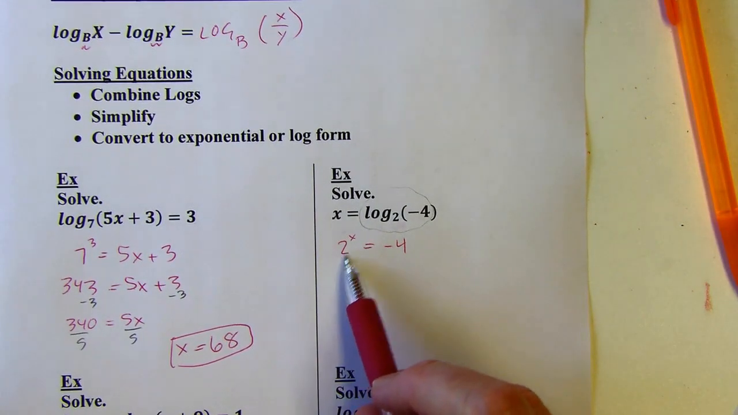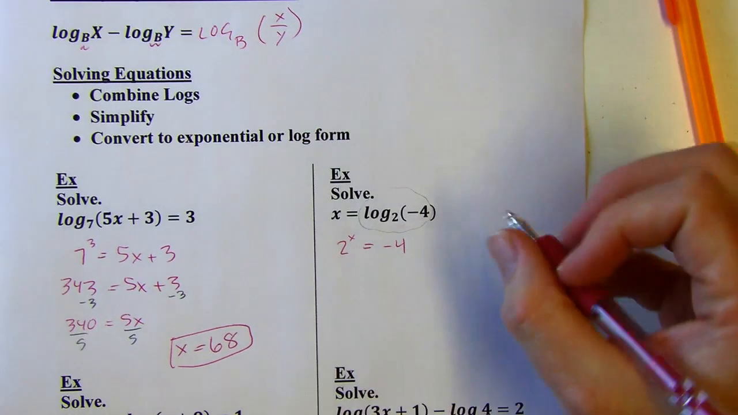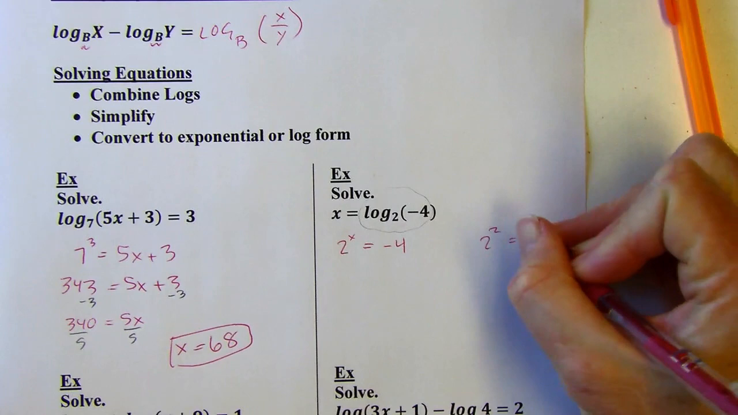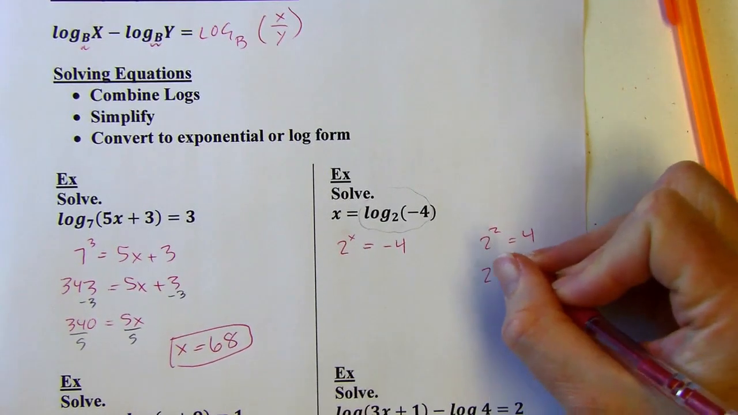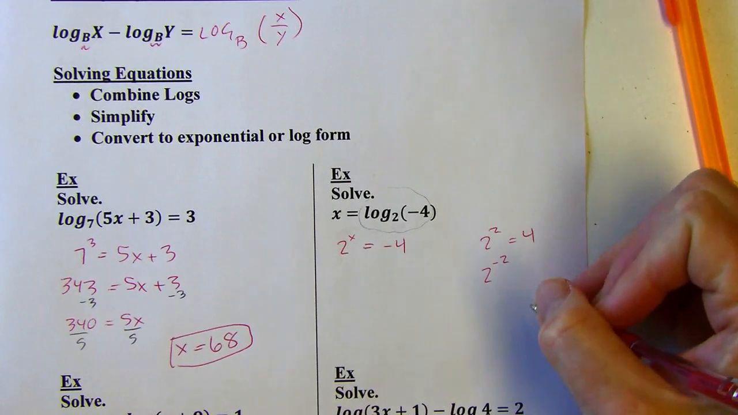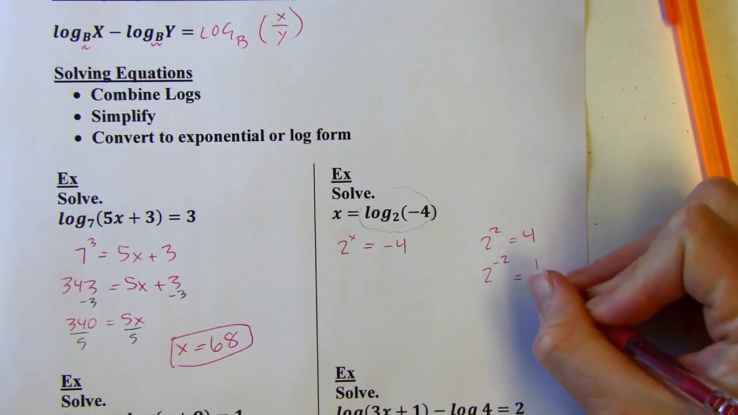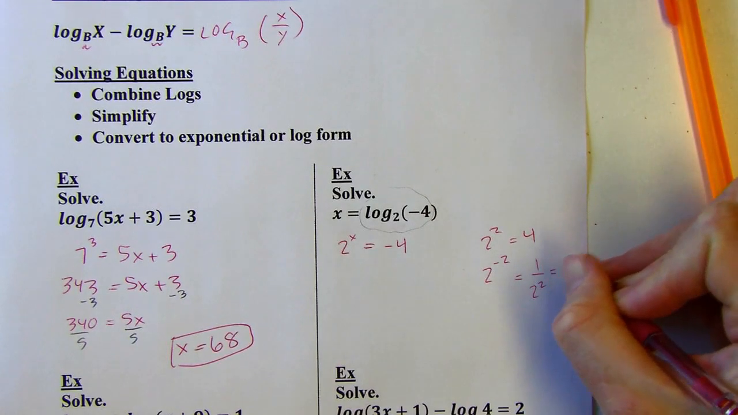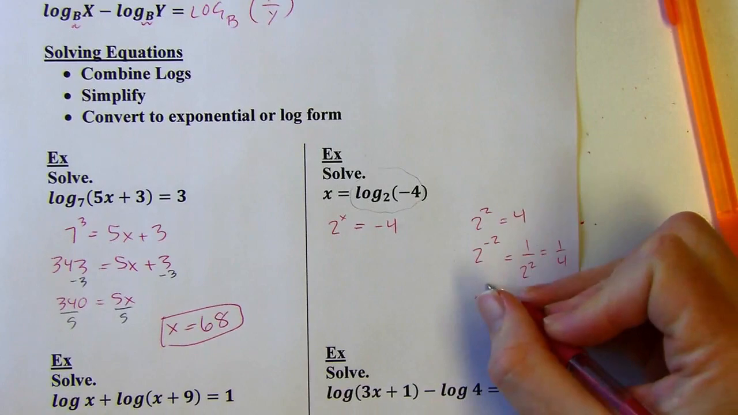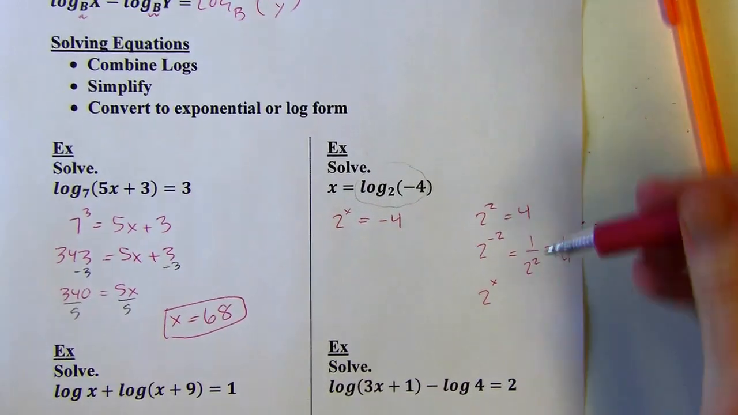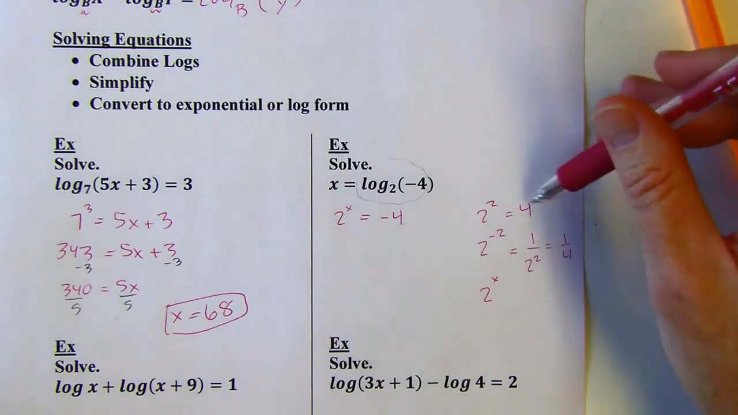So I'm thinking 2 raised to some power equals -4. Well, okay, I know 2 to the second equals +4, right? So some people are going to say, oh, 2 to the -2 equals -4. But no, it doesn't. Because 2 to the -2 is 1 over 2 to the second, which is 1/4. So no matter what I put in for an exponent, it's going to come out positive.